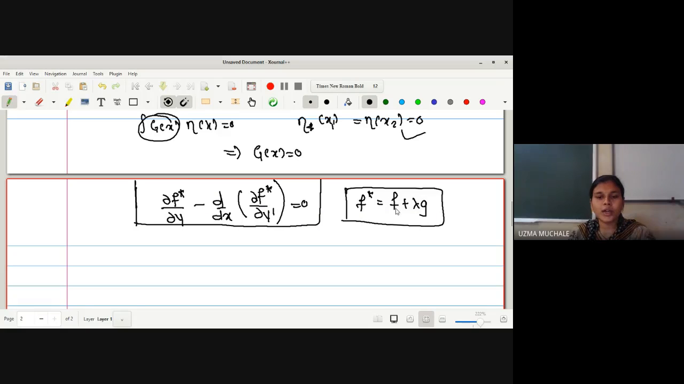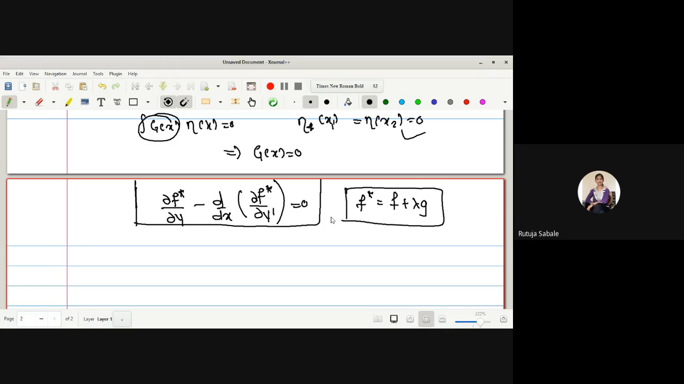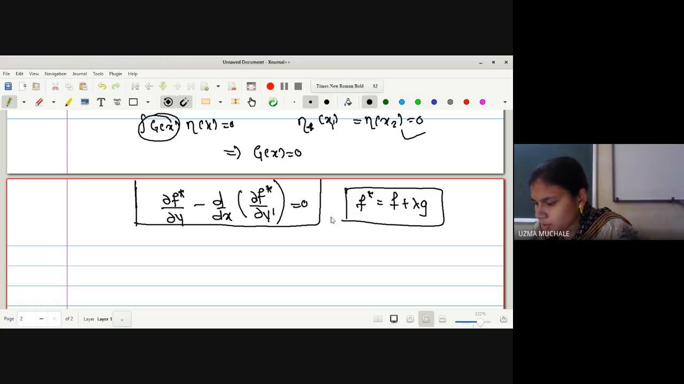Why? Because we are having two integrals. And for that, f star is equal to f plus lambda g. f is the integrand of I, g is the integrand of J. Have you understood this? Whatever we have studied for the first version is exactly the same. What is the only change? Instead of having a function f, we have f star. And what is your f star? F star is f plus lambda g. So here we have completed our fourth version of the Euler-Lagrange equation.